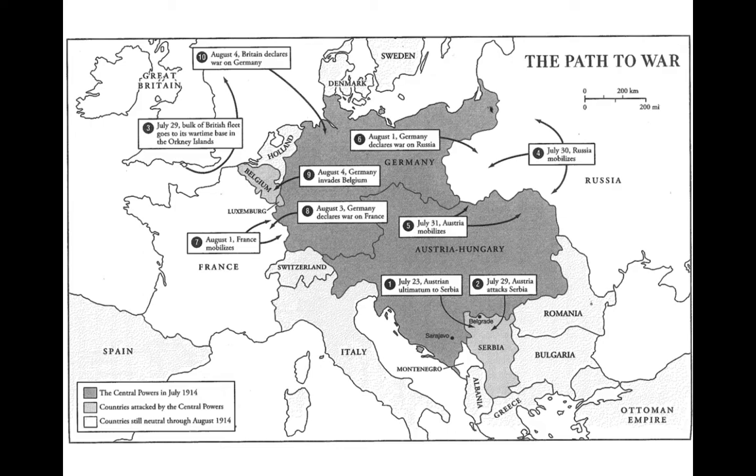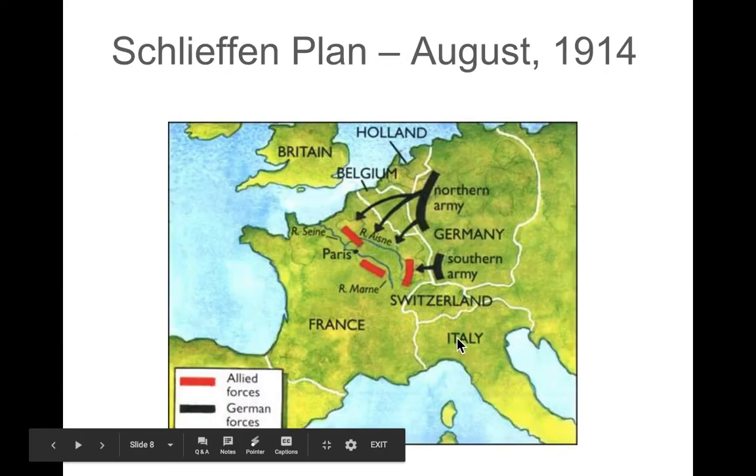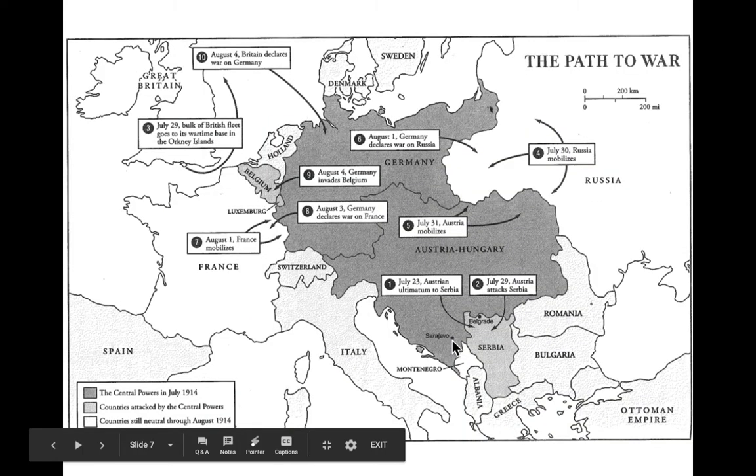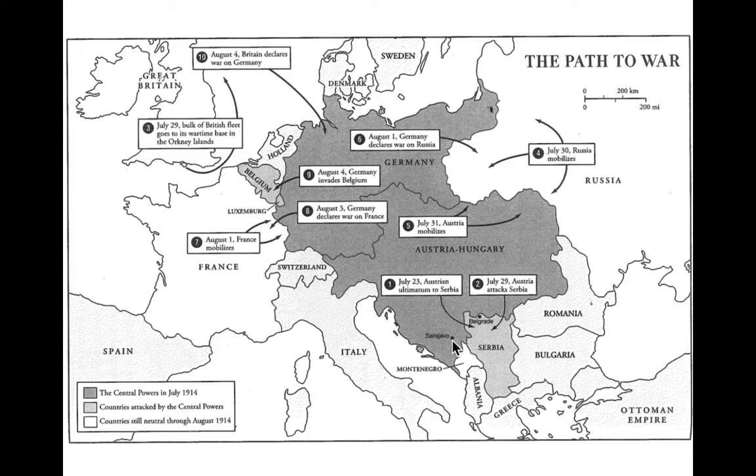The fuse gets lit when on June 28th, so we actually need to go to a step negative one. This is not on here. I apologize. So in Sarajevo, right, you have Sarajevo right there. On June 28th, 1914, a Serbian nationalist, a man named Gavrilo Princip, who's a member of this Serbian nationalist independence group called the Black Hand, assassinates Archduke Franz Ferdinand as a political act working to achieve pan-Slavic independence, right?